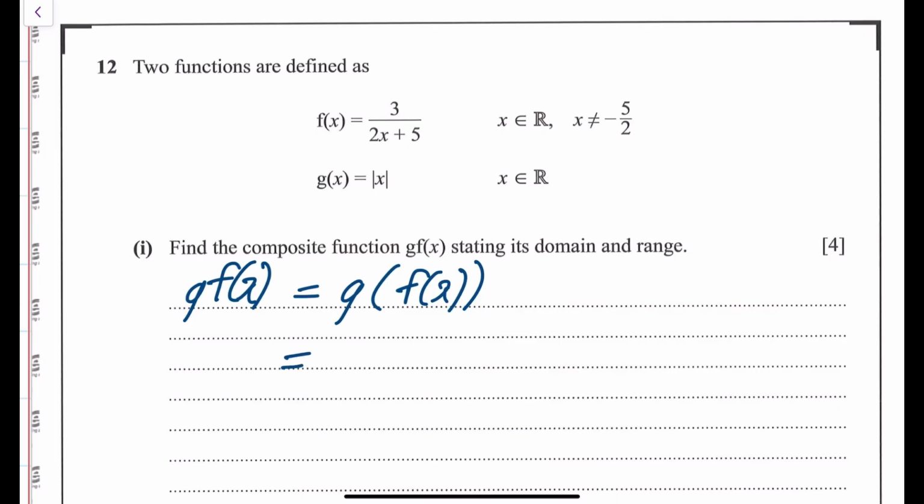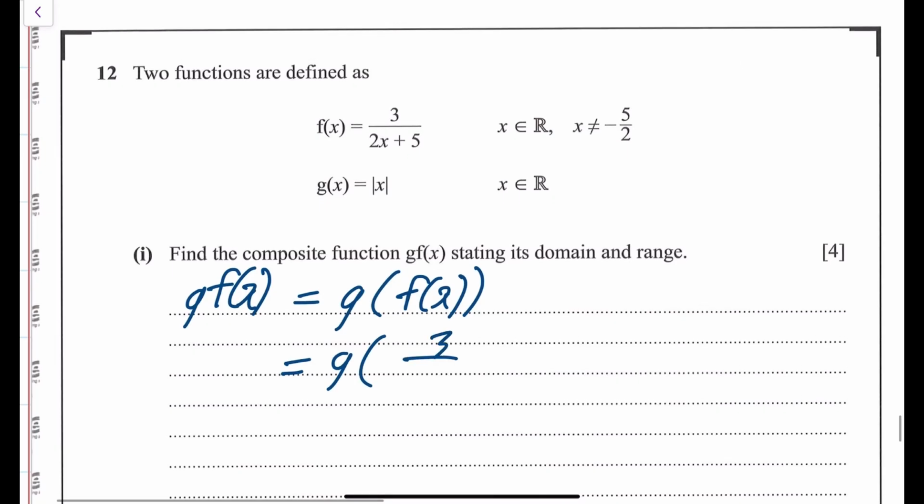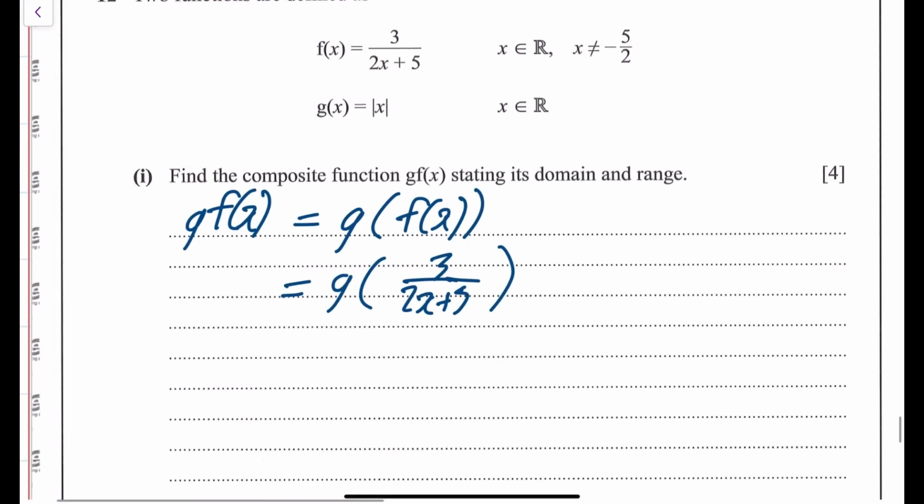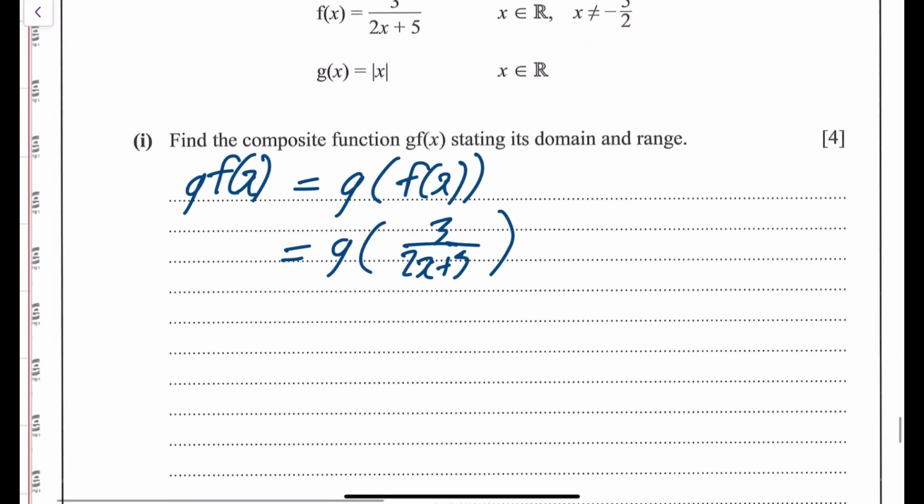So that means what you do then is you do g to your f of x, which is 3 over 2x plus 5. And then that just means the modulus of 3 over 2x plus 5.